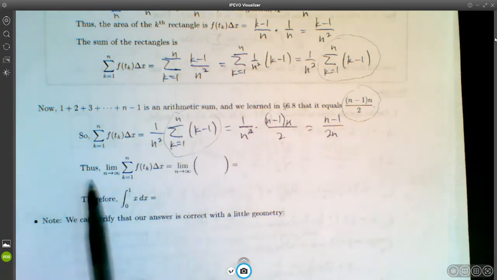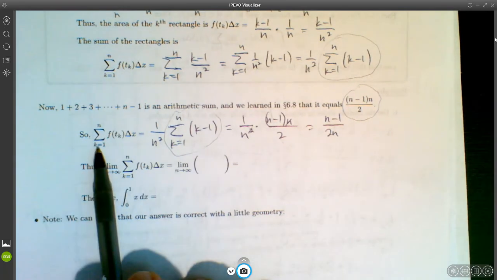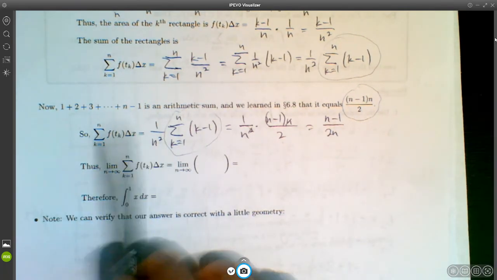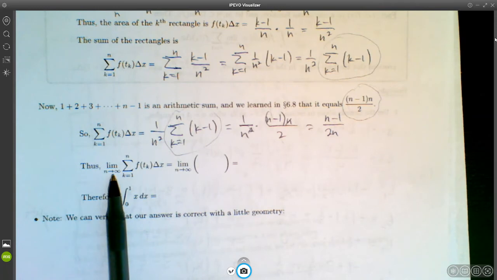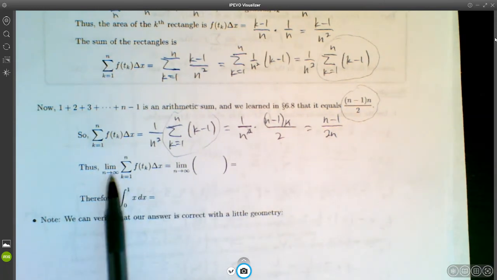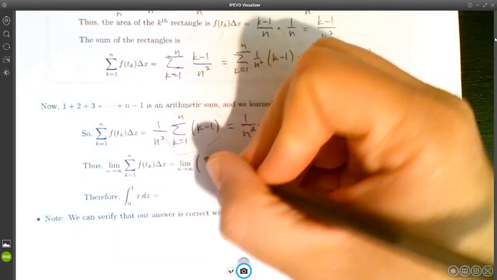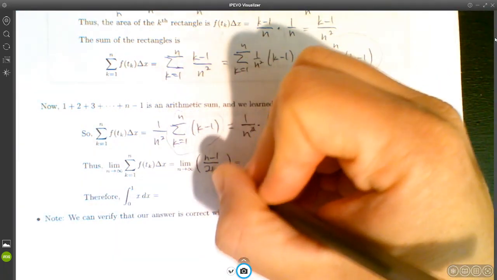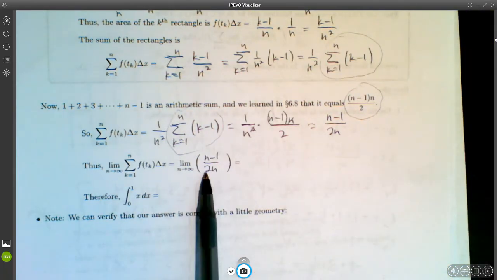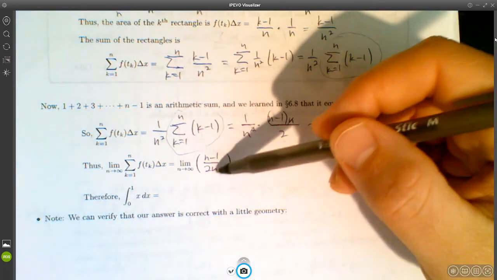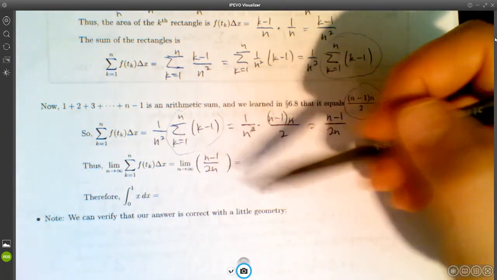Now, that's this sum right here. The question is, what's the limit as n approaches infinity of this sum? Well, we decided that this sum was equal to (n minus 1) over 2n. What's the limit as n approaches infinity of this sum? In other words, what's the end behavior of this rational function?